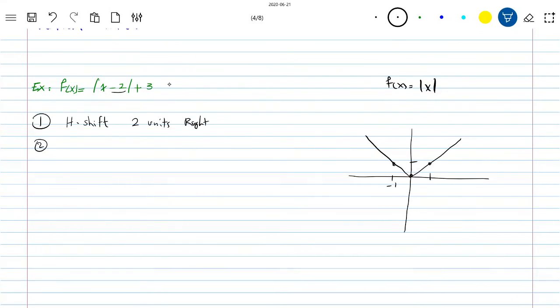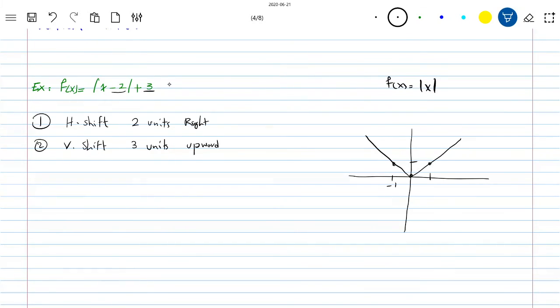And second, this plus 3. Those are the changes that they have made to the absolute value. That plus 3 is a vertical shift. How many units? 3 units. In which direction? Upward. It's not in the opposite direction. Outside, it's always the same direction.